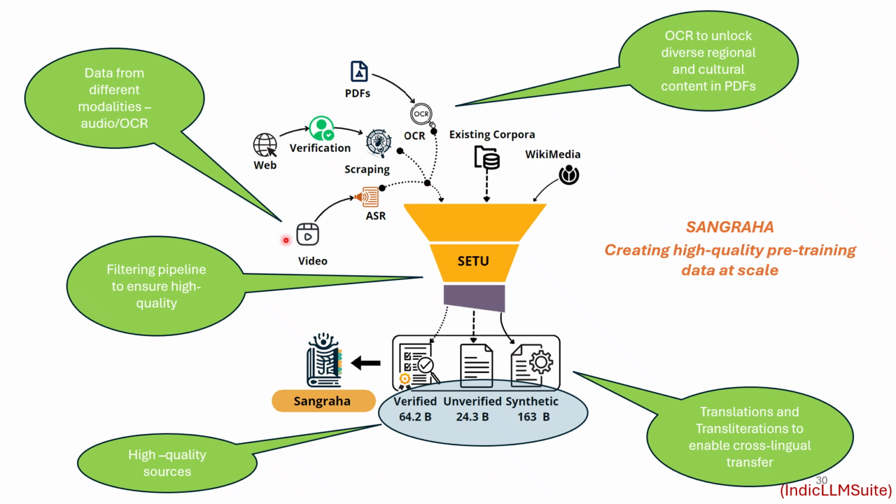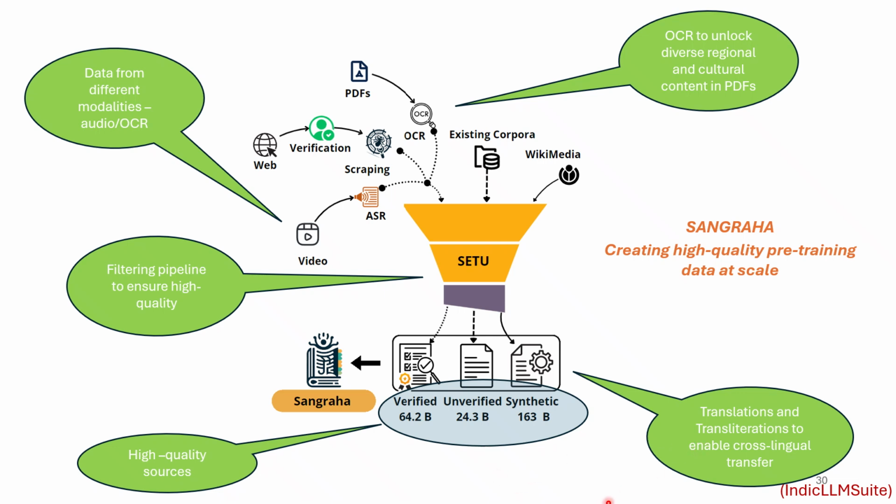And these multimodal sources are also run through a high quality pipeline called Setu, and that results in the final corpus, which has three components. One is the verified component, which is about 64 billion tokens from known high quality sources. Unverified sources are sources like CC100 or MadLad and CultureX, but they have been run through the filtering pipeline to identify good quality documents.